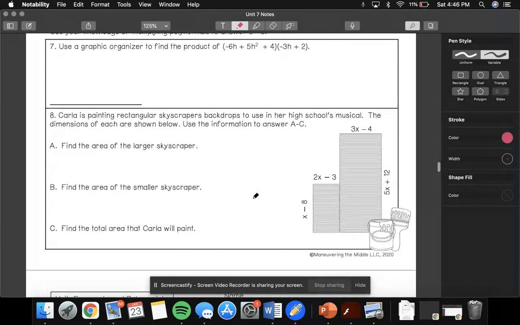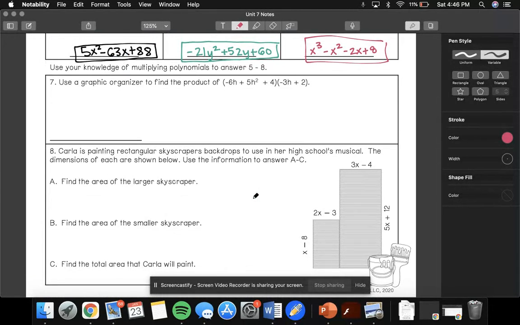Okay, so I want you guys to go ahead and try this one, and then you guys will check and see if you got it right.